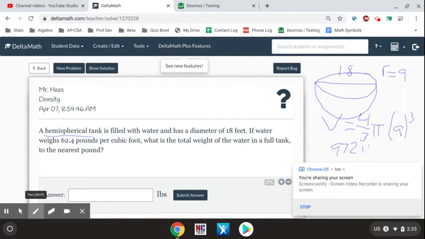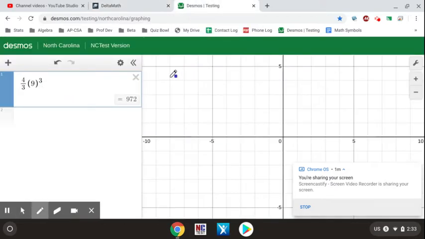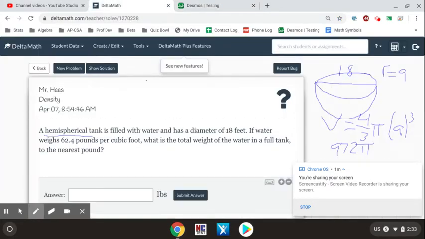Now the problem with that is that's the volume of the entire sphere. If I had the entire ball, but since I only have half of it, I'm going to go back to Desmos. I'm going to take the answer I had and divide it by 2. So that means just my hemisphere is 486 pi. That is going to be the volume I have for my hemisphere, my tank.